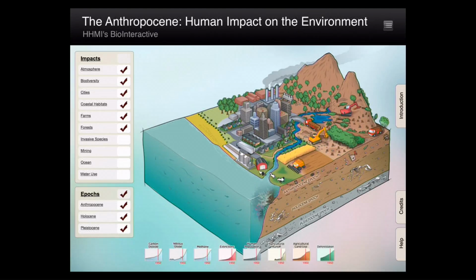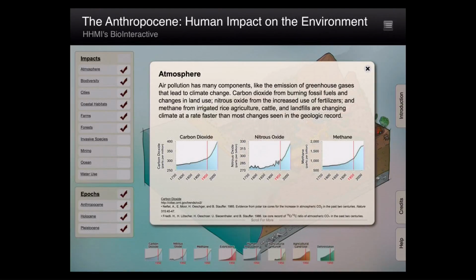And then in the bottom, and you can click on these, you can get graphs of what's happening to the levels of the different gases. So what's happening to the atmosphere, what's happening in terms of carbon dioxide, methane, things along those lines. Lots and lots of information, lots and lots of evidence so that they can support their claim and then understand that the reasoning behind it is the human impact on ecosystems.